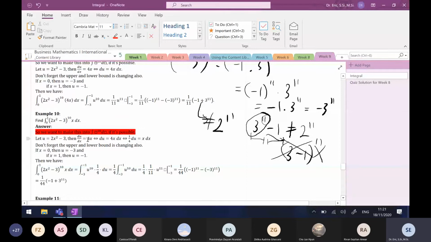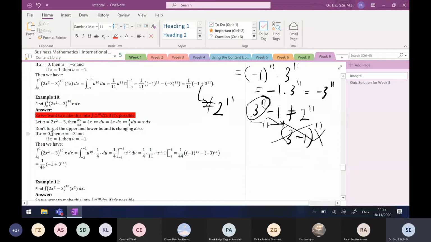du dx is 4x, so du equals 4x dx. So what is x dx? I can multiply by 4 on the left-hand side, so I have 1 over 4 du equals x dx. Then x dx can be substituted by 1 over 4 du, and this will become u to the power of 10. So it settles. And the boundary, don't forget, changes also. x equals 0 becomes u equals minus 3. The same, x equals 1 becomes u equals minus 1.